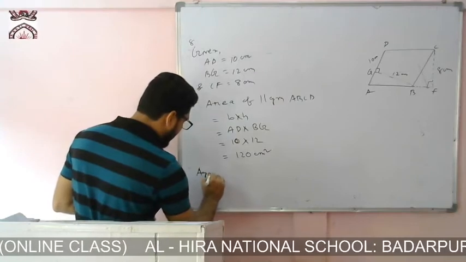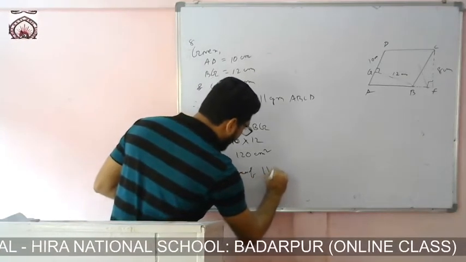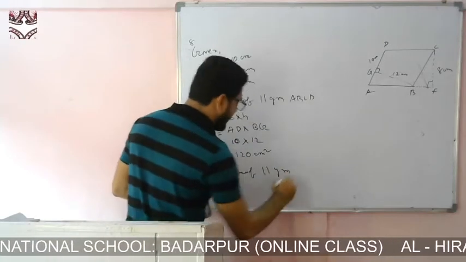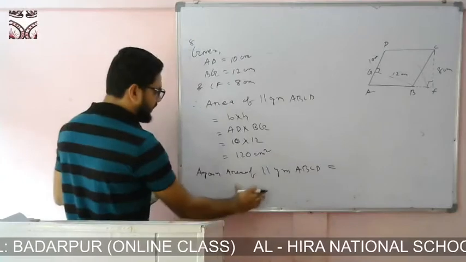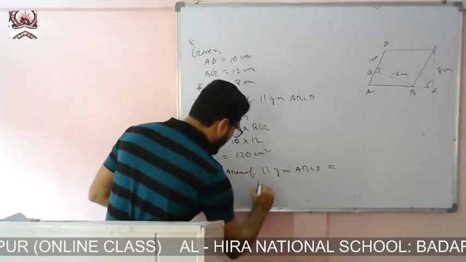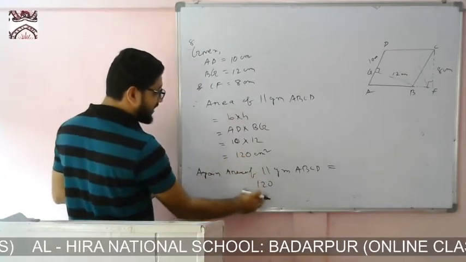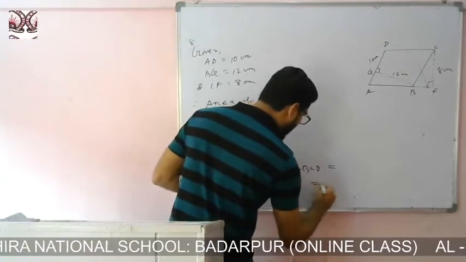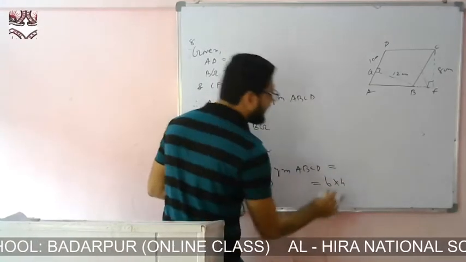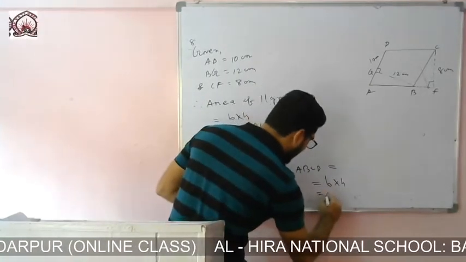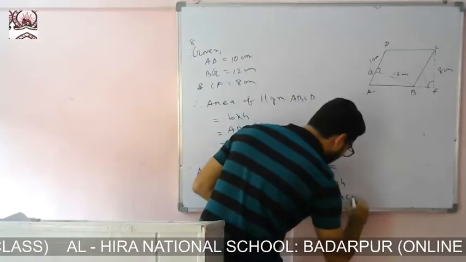Again, area of parallelogram ABCD will be 120 centimeter square. In place of area of parallelogram I can write 120, and after that equals to base into height. Now I will take base as AB into height as CF.